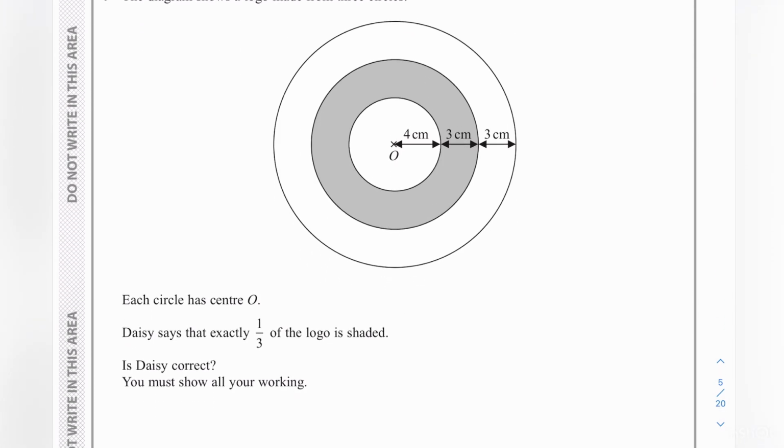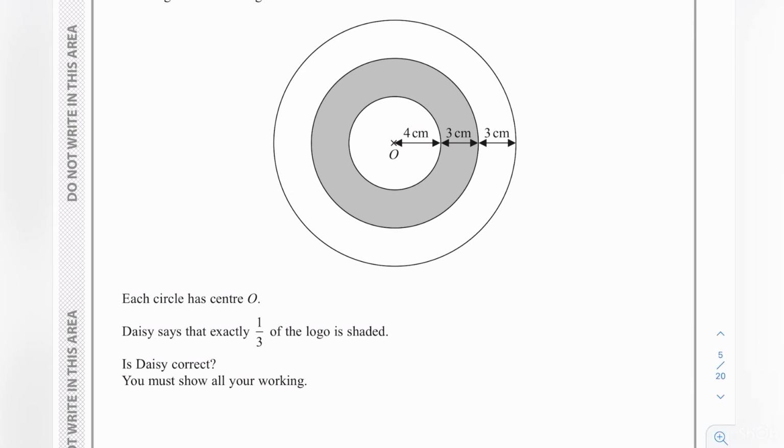Our fourth question. So, it tells you the diagram's made from 3 different circles, and that she says that 1/3 of the logo is shaded. So if we work out the area of the large circle, where we know our radius is 4 plus 3 plus 3, which is 10, we know area is pi r squared. So in other words, 10 squared times pi, or 100 pi.